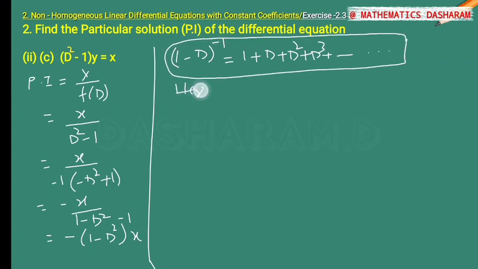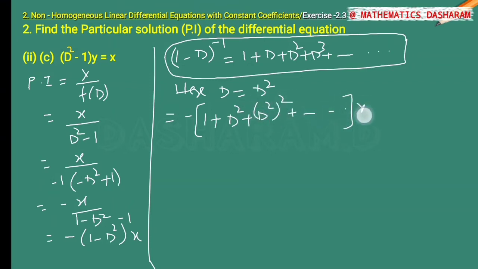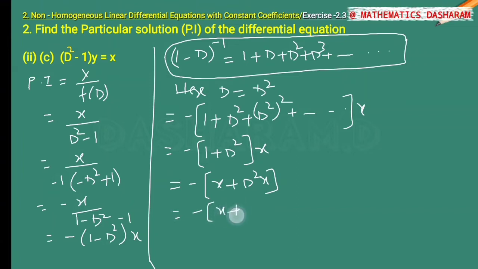So here at the place of D we have D square. Now continue the answer: minus bracket of 1 plus D means D square whole square plus dash into x. Minus, here we can ignore the highest derivative, so 1 plus D square into x. So minus 1 plus x multiplied inside, x plus D square x. So minus x plus D square x means 2 times derivative, 1 time derivative is 1 and derivative of 1 is 0. So only minus x is the answer.